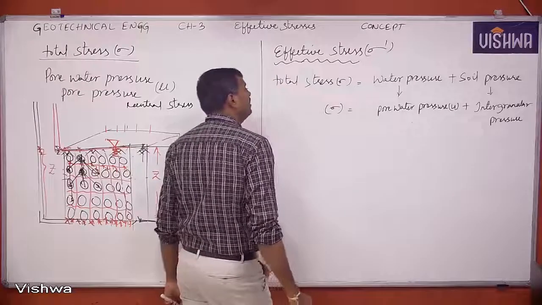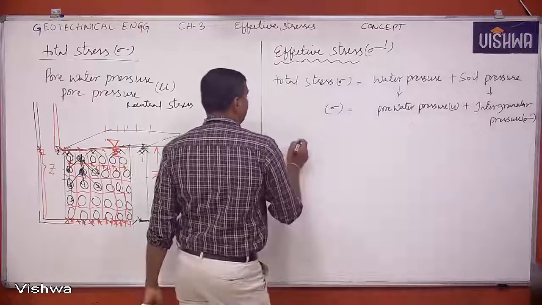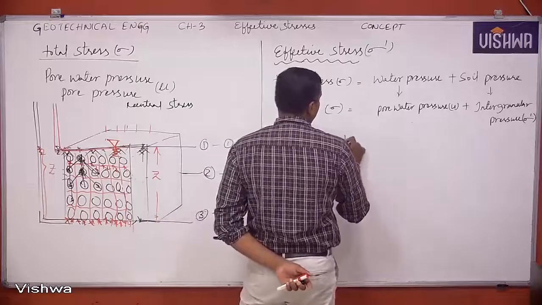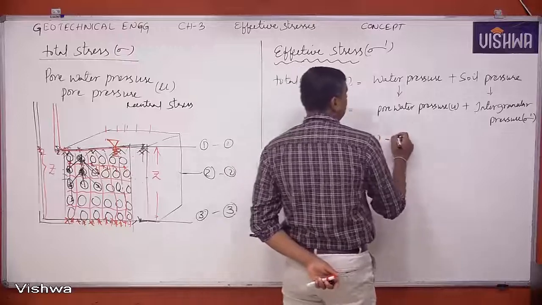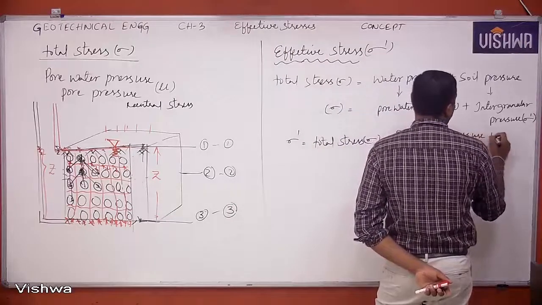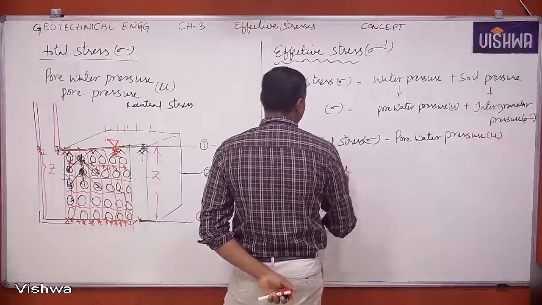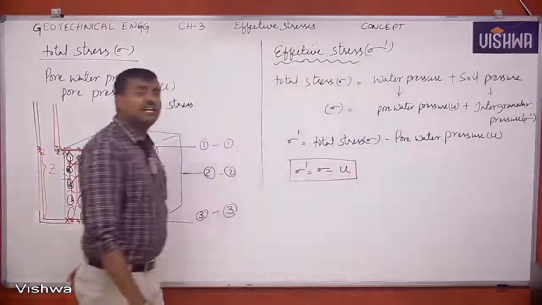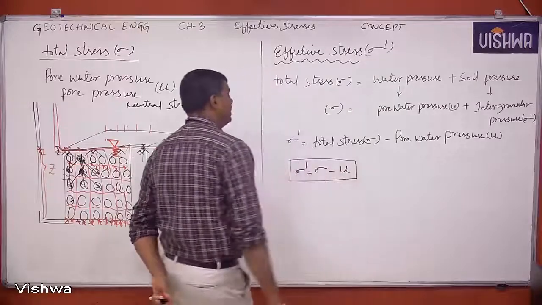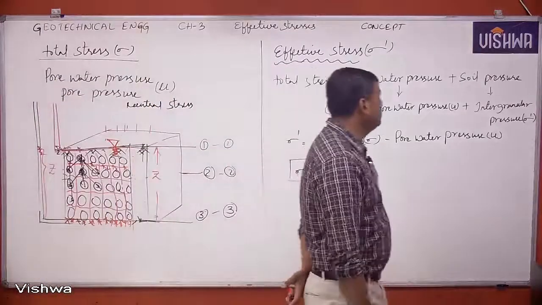Now we want to calculate effective stress or intergranular pressure, sigma dash. Therefore, effective stress sigma dash is equal to total stress sigma minus pore water pressure U. It's an indirect measurement. We don't have a direct measurement to calculate effective stress. That's the reason we calculate it indirectly using the known parameters of total stress and pore water pressure. Yes, you copy it.